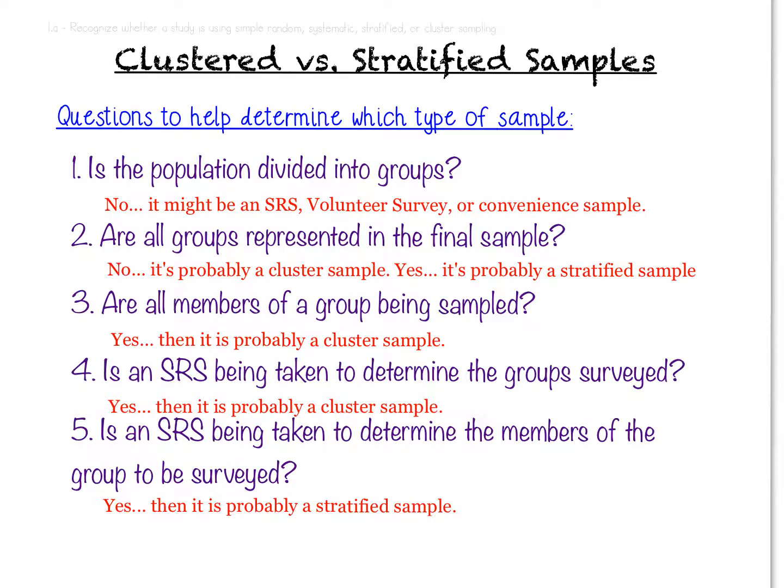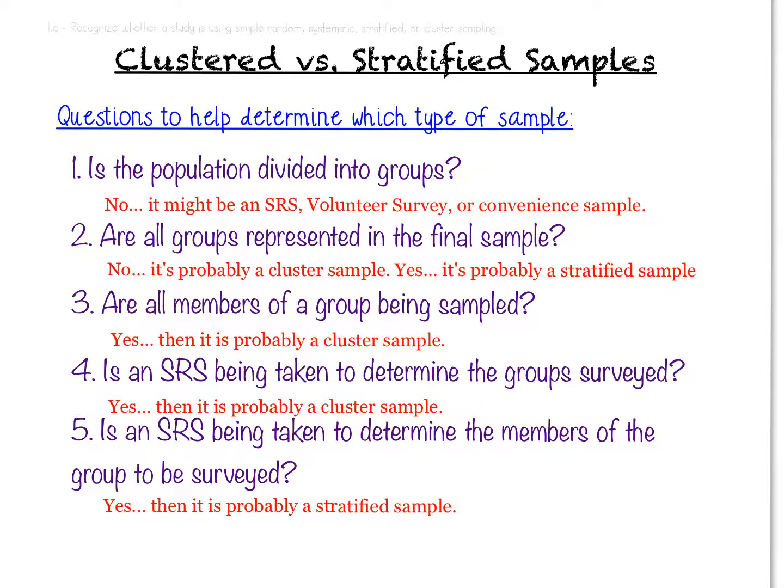All right, so this looks like a lot, but this is going to help you, because one of the hardest times that my students had last year was being able to look at a scenario and decide what type of sampling structure it was. So I just kind of went through some guiding questions that helped me determine what it is. So the first question I'm going to ask myself is, is the population divided into groups? If the answer is no, then it's probably going to be one of these: a simple random sample, a volunteer survey, or a convenience sample.